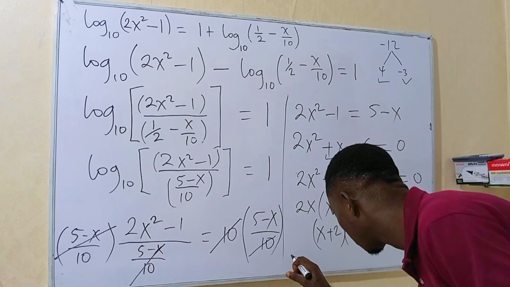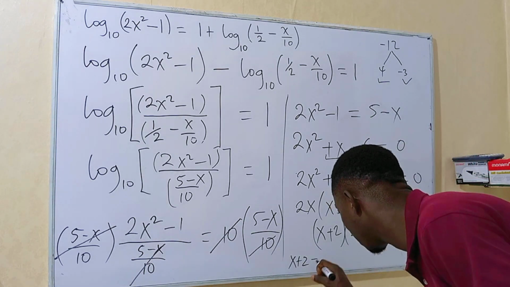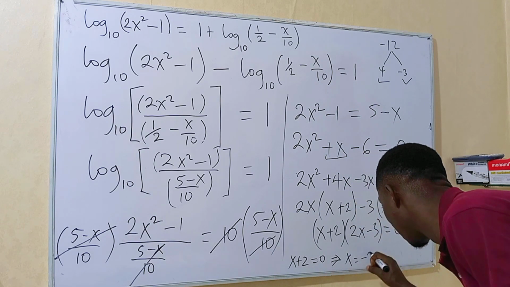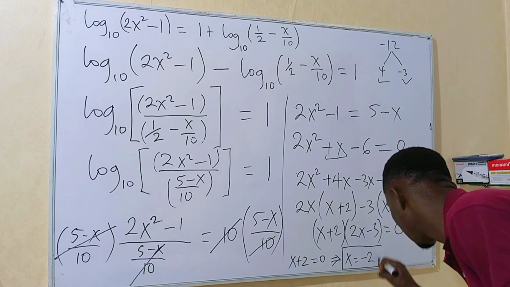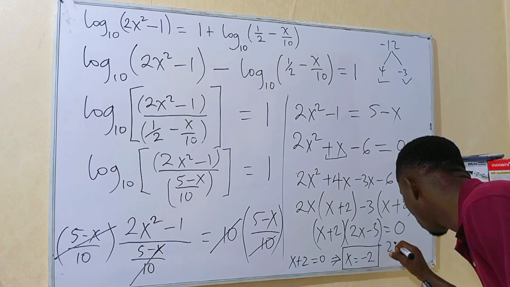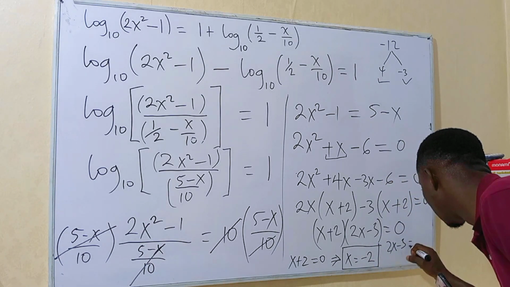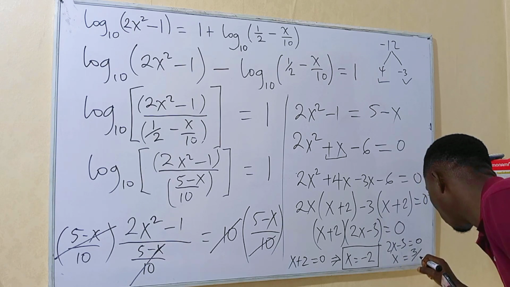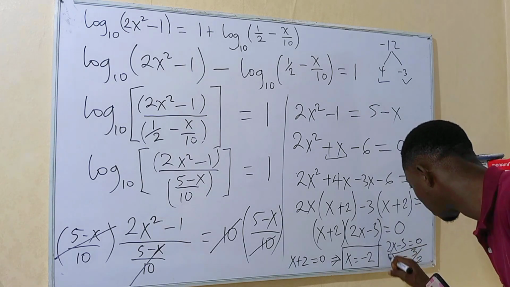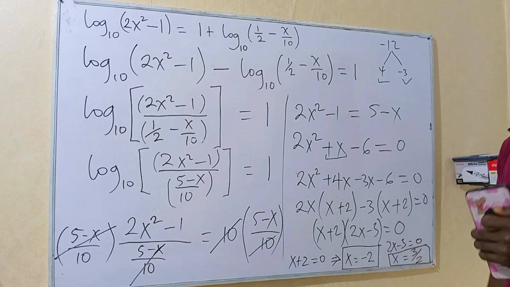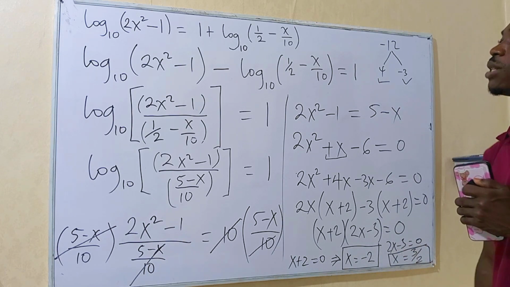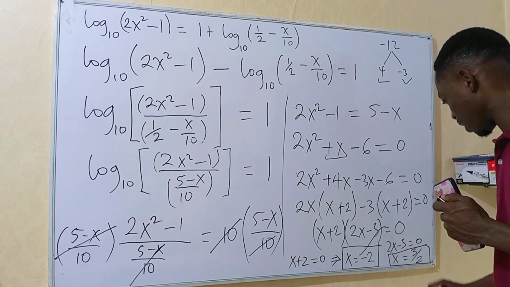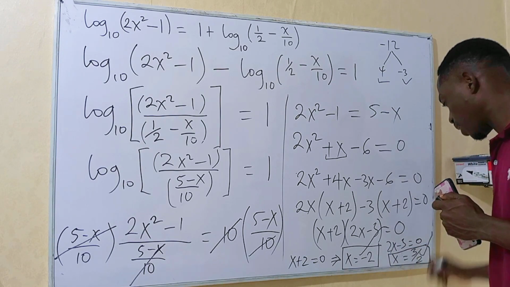Interesting. So x plus 2 is equal to 0, and this implies that x is equal to negative 2 as one of the solutions, or 2x minus 3 is equal to 0, and x is equal to 3 over 2. And this is the other solution. So, ladies and gentlemen, we have two solutions for this. The first one is x is equal to negative 2, and the second one is x is equal to 3 over 2.